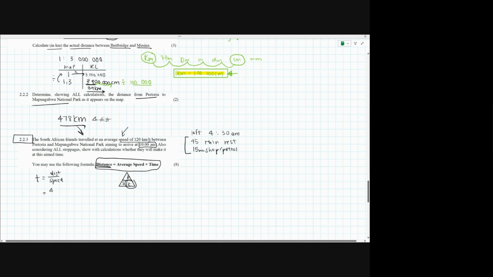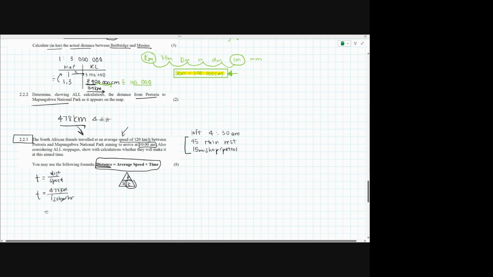So our distance was 478 kilometers divided by the 120 kilometer per hour speed. Guys, you don't have to put the units in. I don't know why I've put them in. You can, you don't have to. Basically what happens is the kilometers divide each other away, and that's why you're left with just hours for time.